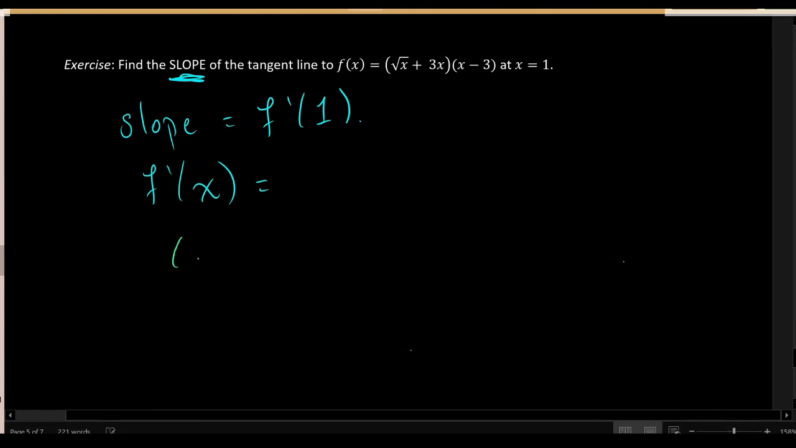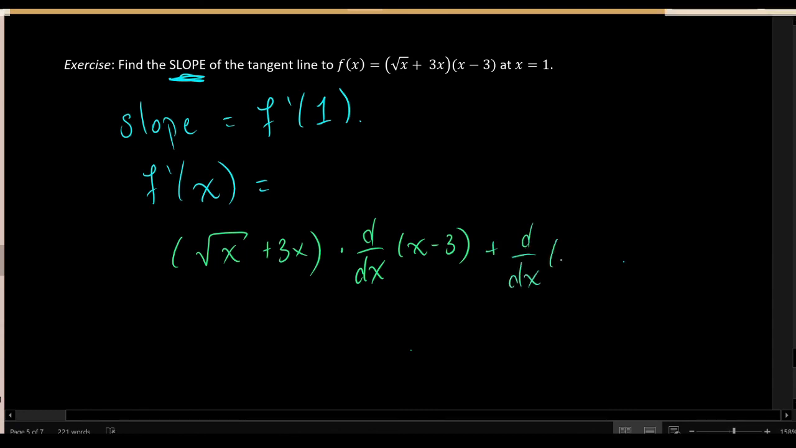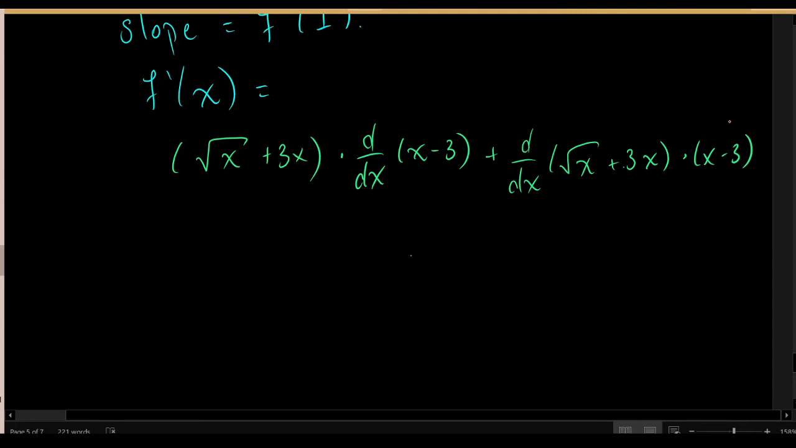So let's find the derivative of the function f of x equals this product. So I'm going to copy down the square root of x plus 3x, multiply that by the derivative of the second function. Then add on the term where the derivative has been moved from the second function back to the first. So let's go ahead and calculate these derivatives.